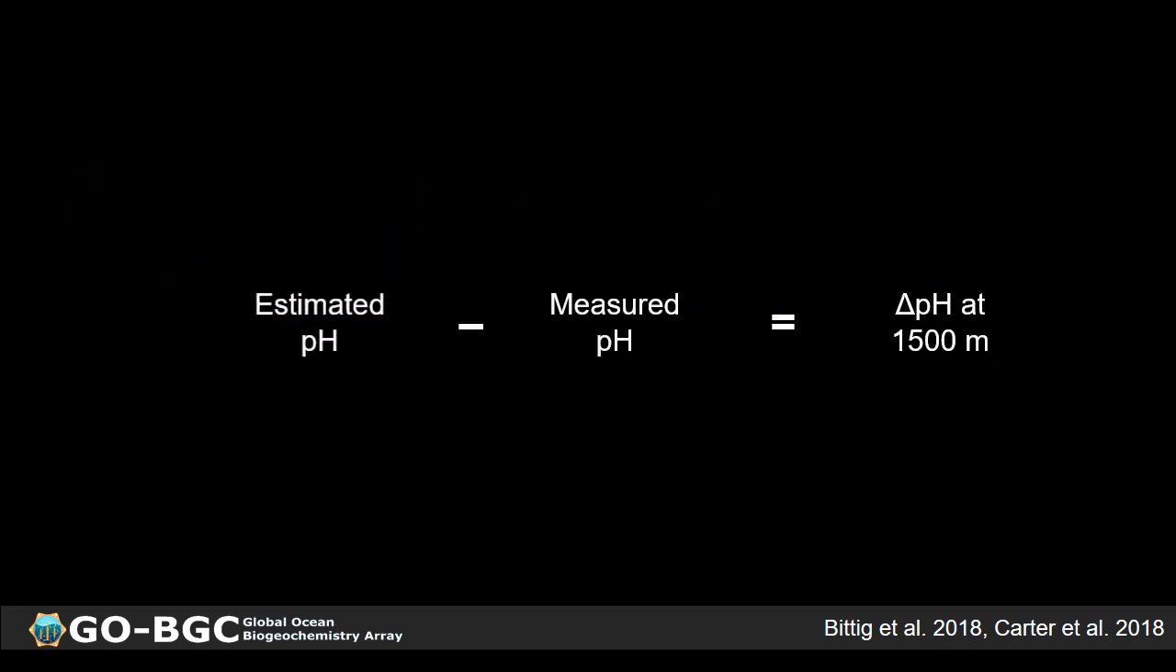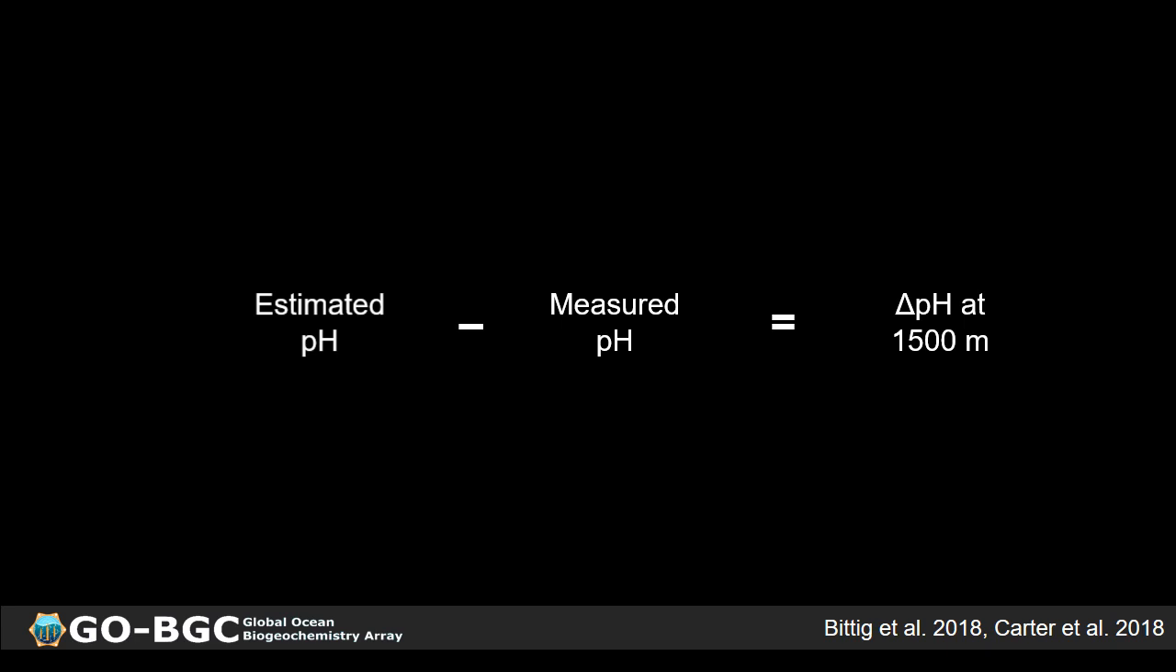And how we do that, we actually do that at 1,500 meters. We do that by calculating an anomaly, a delta pH, which is defined as the difference between the estimated pH from the algorithms and the measured pH by the float. So any trends or deviations of delta pH over time should represent sensor drift, because we make the assumption that the estimated pH from the algorithms is accurate. And so deviations away from that are caused by sensor drift.